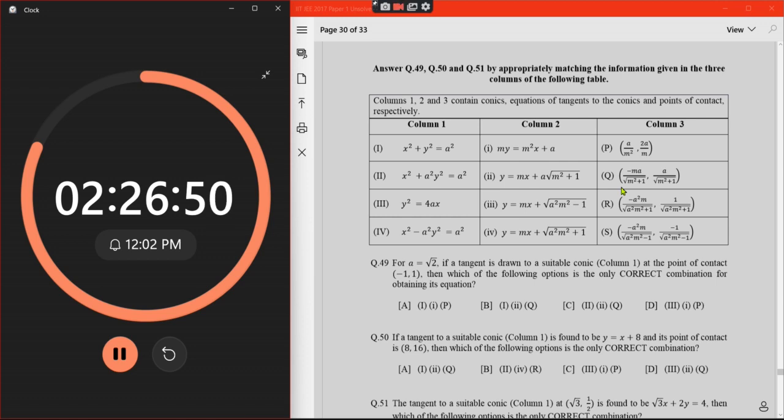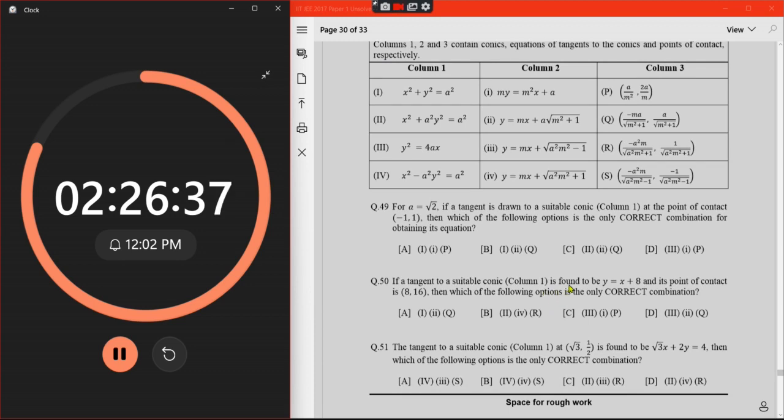Just negative sin theta cosine theta times a, you're doing, right? Which makes sense. Sin theta is this guy. Sure. So q is correct. So first, okay. So b is right. 49 with b. And what else? 50 is tangent. The suitable conic is found to be y equal to x plus 8 and its point of contact is this thing. And so the following option is the only correct combination. Okay, 8, 16. Tangent is y equal to x plus 8 and its point of contact.